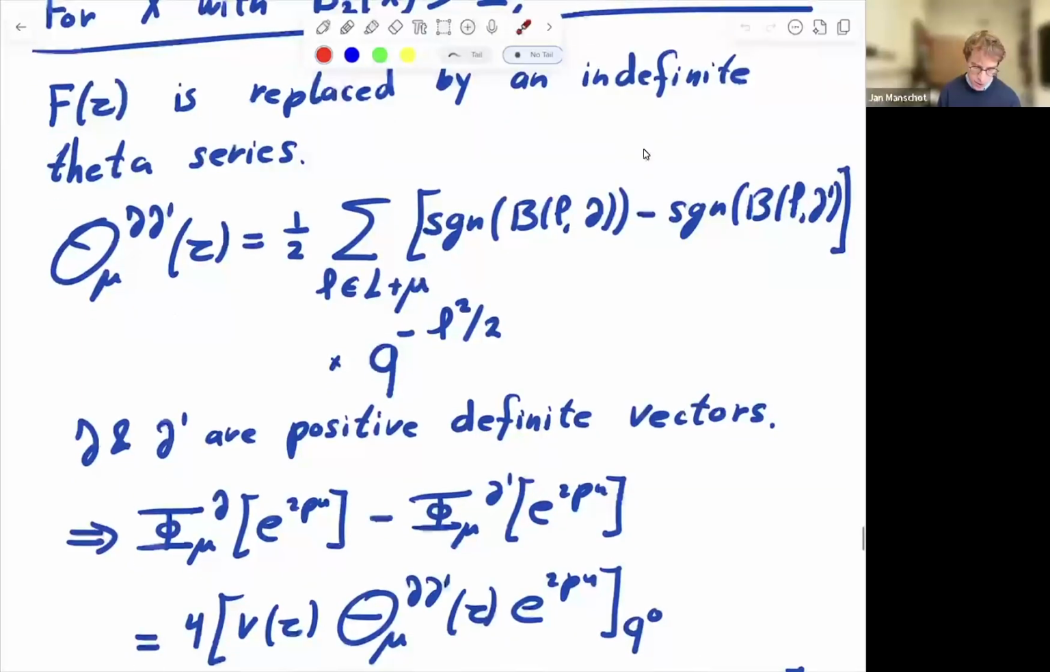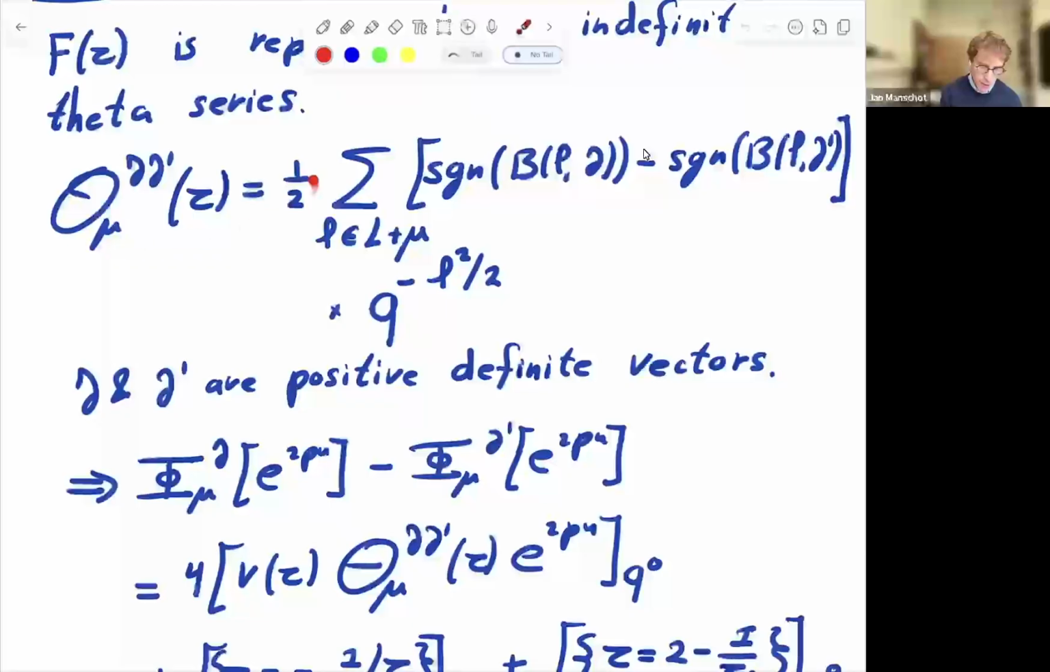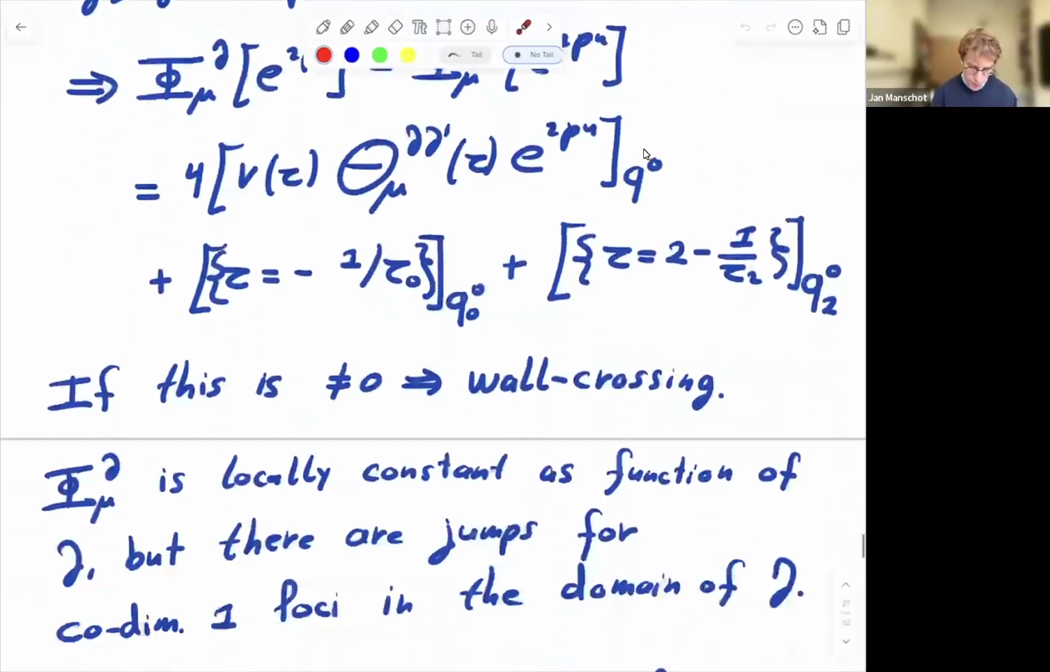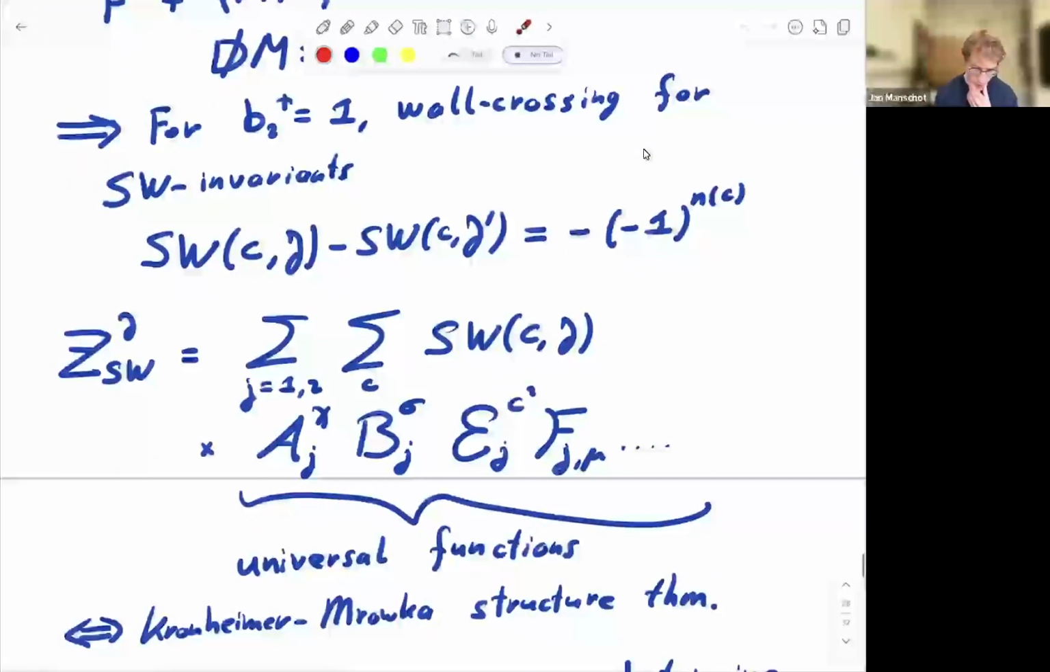If we consider the difference of the U-plane integrals for a Kähler form J and the Kähler form J prime, or period point, more generally a period point J and a period point J prime, then this is evaluated in terms of these functions known as indefinite theta series. So we've discussed the relation to Seiberg-Witten invariants and their wall crossing. We have discussed that the Seiberg-Witten contributions at the singularities can be expressed in terms of these universal functions.